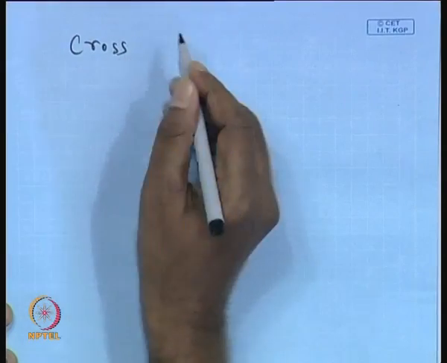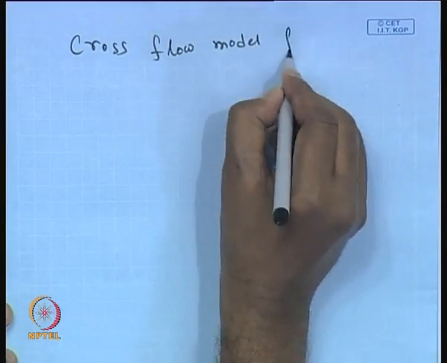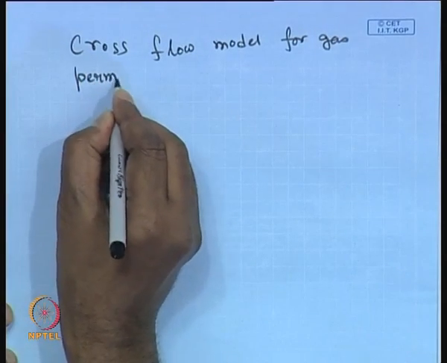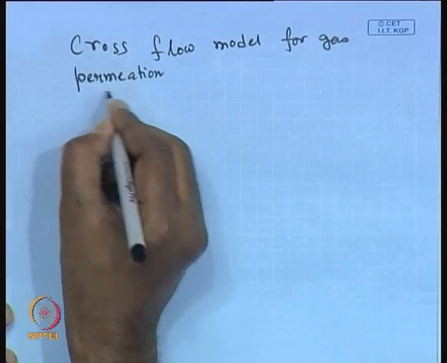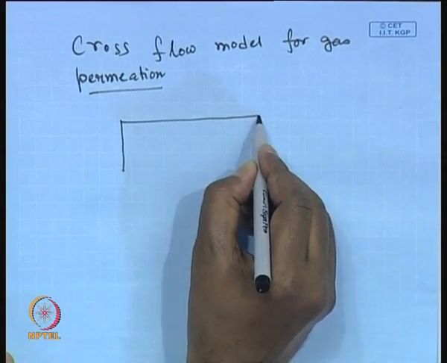Now, in today's class we will talk about another mode of flow configuration in gas permeation, that is the cross flow model for gas permeation through a membrane. Okay. So, let me draw the schematic of this.